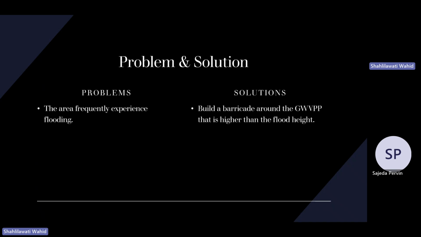I will talk about the problem and solution of the GWP. First thing is the GWP will be constructed in a frequently flooded area, so we need to build more flooding precaution constructions like higher flood zones and others. The river flow will also be unstable, so we will build batteries to act as backup electricity.